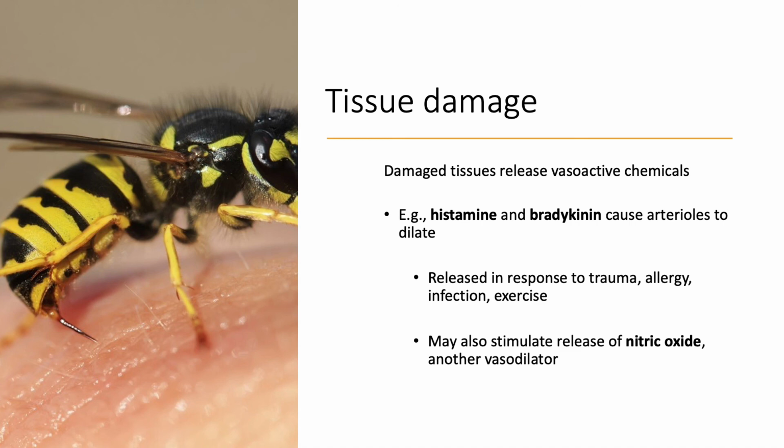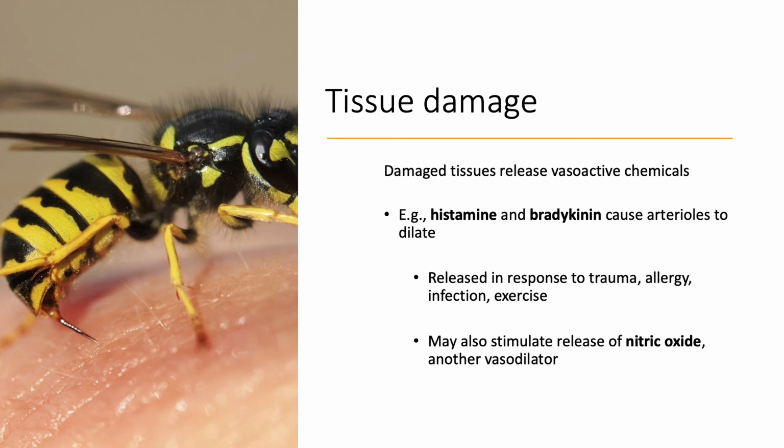So local blood flow is also regulated when vasoactive chemicals are released when tissue is damaged. Let's say, hypothetically, you're stung by a yellow jacket here. Well, due to that trauma, we're going to see that histamine and bradykinin, two vasoactive chemicals we've talked about before, they're going to cause arterioles to dilate. So they're vasodilators. And this is going to be in response to trauma, allergy, infection, even exercise can lead to the release of these chemicals.